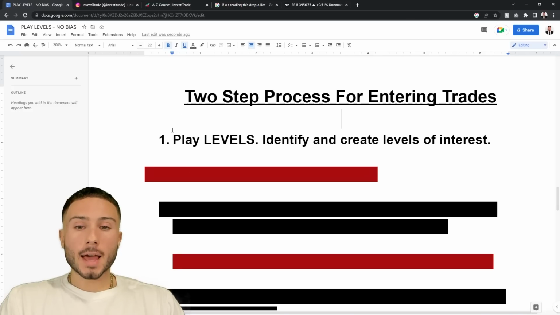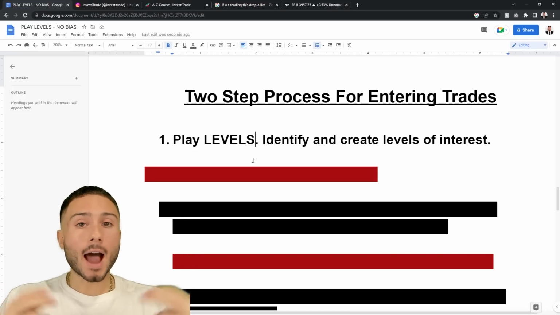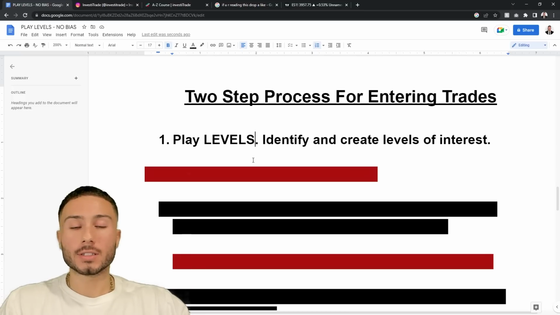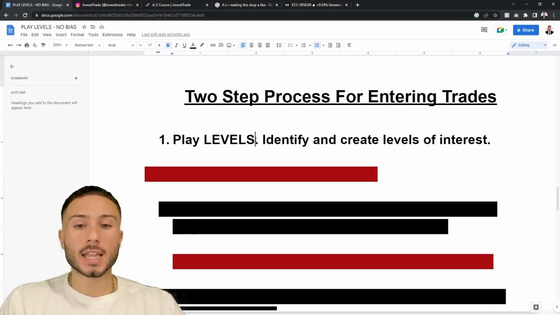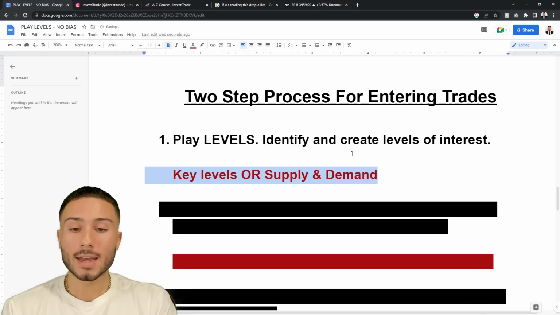So the first step of this process is understanding that there are levels to the market. The market moves, or how we can predict the outcome in a high certainty or a high probability, as long as the risk makes sense, is understanding levels. Playing levels and understanding these high levels of interest. We have to identify and create these. Now, how do we do this?